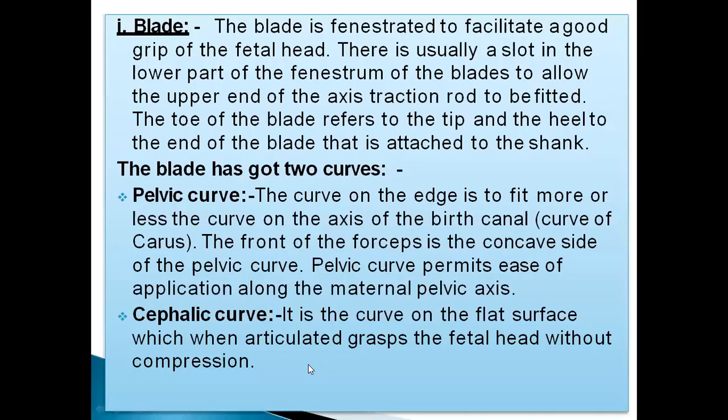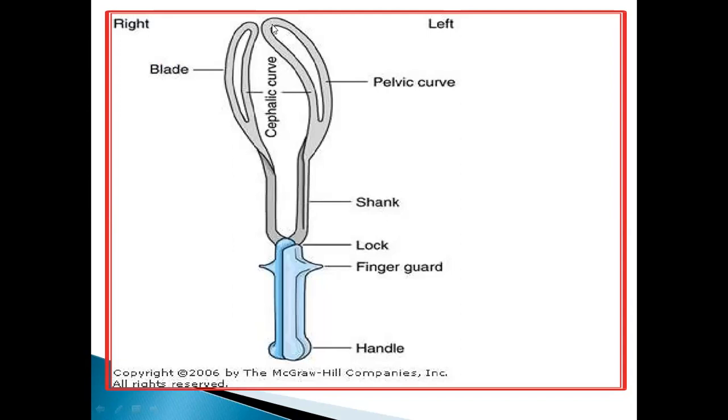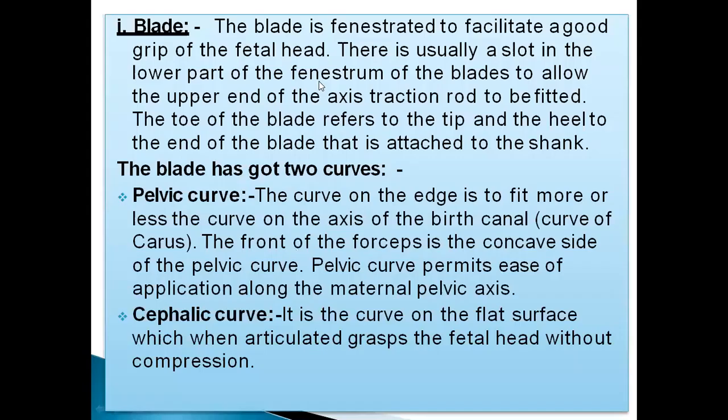Next, the blade. When we see the blade once again, here you can see a fenestration or hole. The blade is fenestrated to facilitate a good grip of the fetal head.